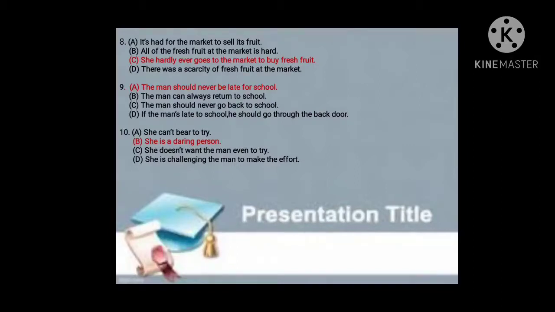Number 10. I don't think I can make it all the way to the top of the mountain. I dare you to try. What does the woman mean?